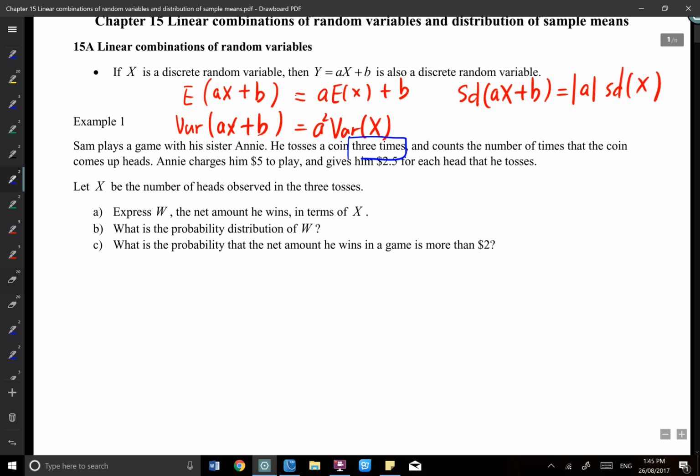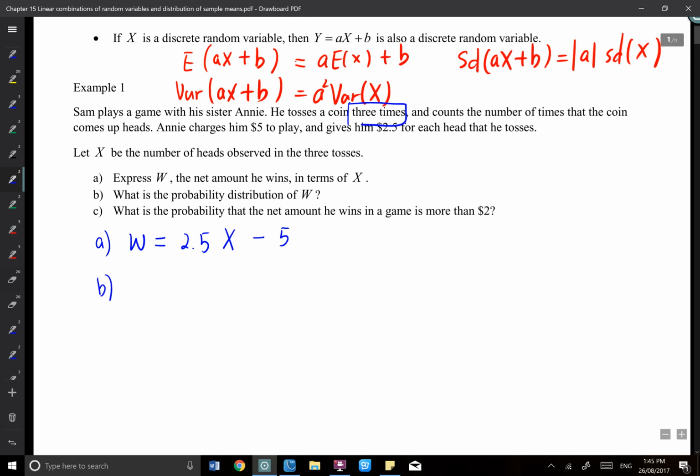What could X be? X is a random variable: 0, 1, 2, 3. So that's 3 tosses. Express W, the net amount he wins, in terms of X. So for each head he gets, he will earn $2.5. So W equals 2.5X minus 5, because you need to pay the $5 at the beginning. So you gain, then subtract what you lose. That will be the net amount you win. Does that make sense so far?